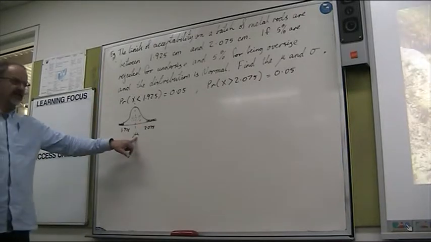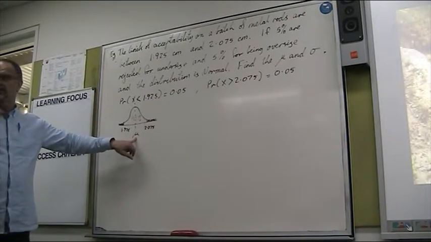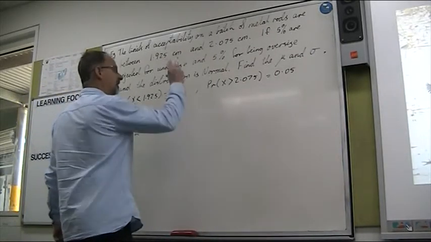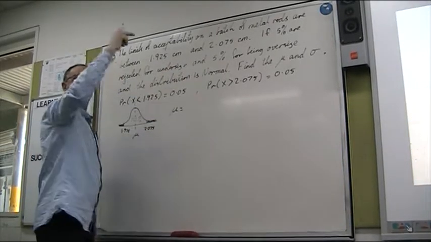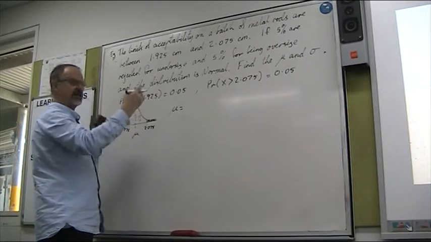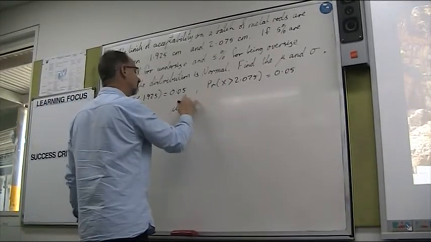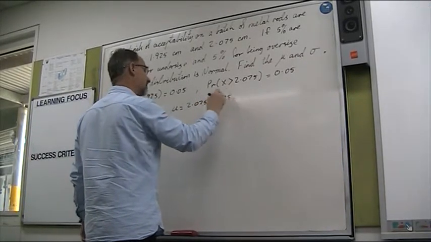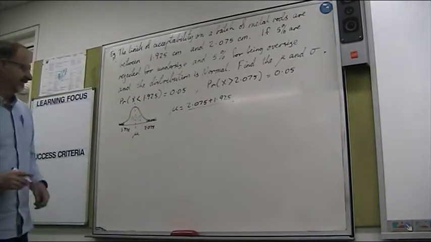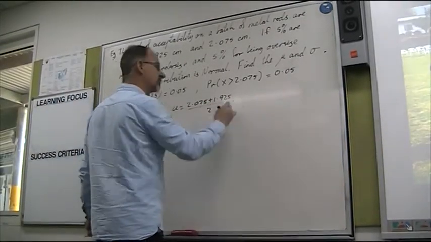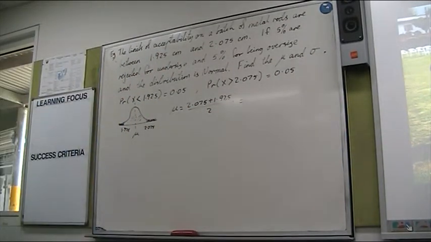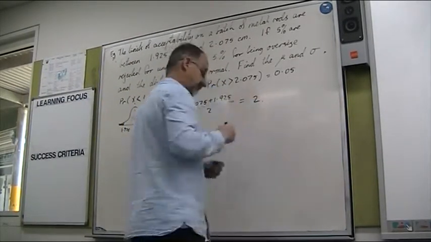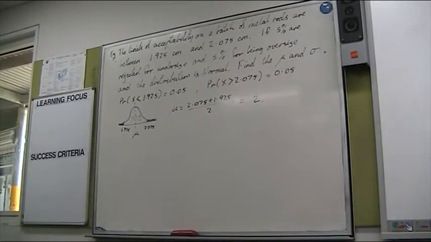All right, so the easiest way to find this mean would be to add them together and divide. We can do that because we know it's a normal distribution and we know the normal distribution is symmetrical. Are all of them symmetrical? All normal distributions are symmetrical. If it's not, then it's not a normal distribution. When you add that up and divide by 2, you'll find you get 2.